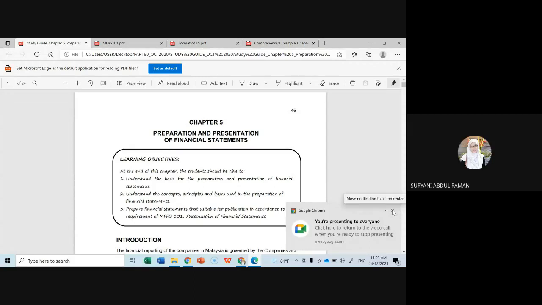Okay, as for today, we are going to discuss the new chapter, chapter 5 in Financial Accounting 2. Chapter 5 is about the preparation and presentation of financial statements. Let us look at the learning objectives together.